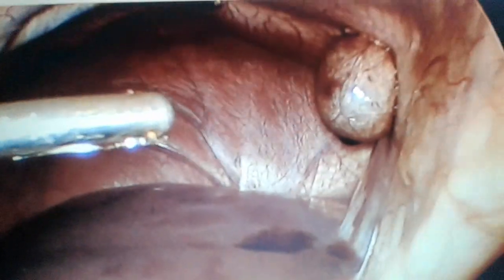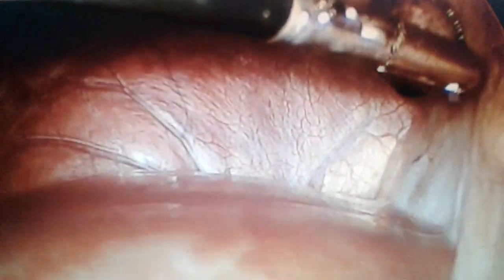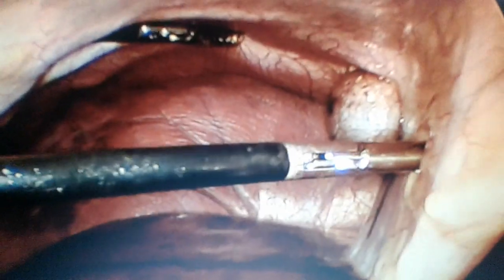The port is still there, this epigastric port, the port is lying outside, the gallbladder you can see, and this is the falciform ligament, and here the suctioning of this gallbladder is being done, and finally this gallbladder will be taken out of the peritoneal cavity within a few seconds from now, like this.